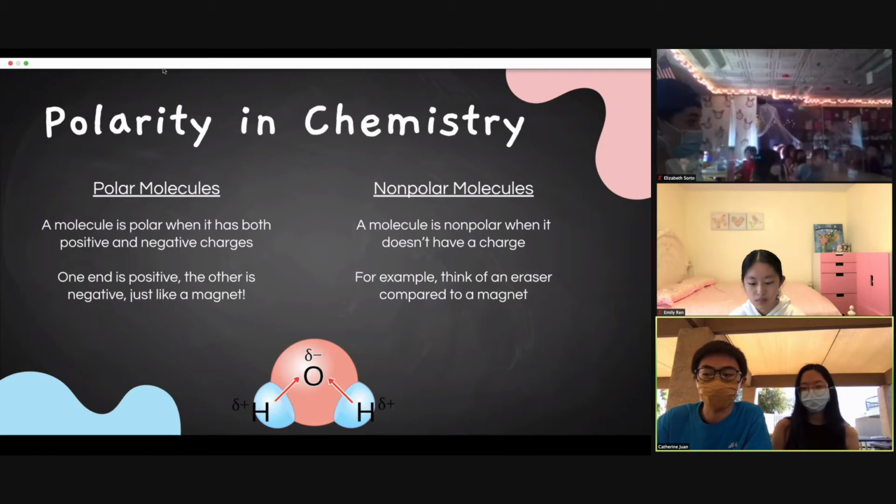Polar and non-polar molecules. Polar molecules are attracted to other polar molecules. You can think about it like the magnets. There's a positive side and a negative side. And when you put them together, they attract. Non-polar molecules are when the molecules don't have a charge. Think about it like an eraser. They don't have a positive or negative side. And when you put them together, they won't attract. Also, polar and non-polar molecules do not mix.